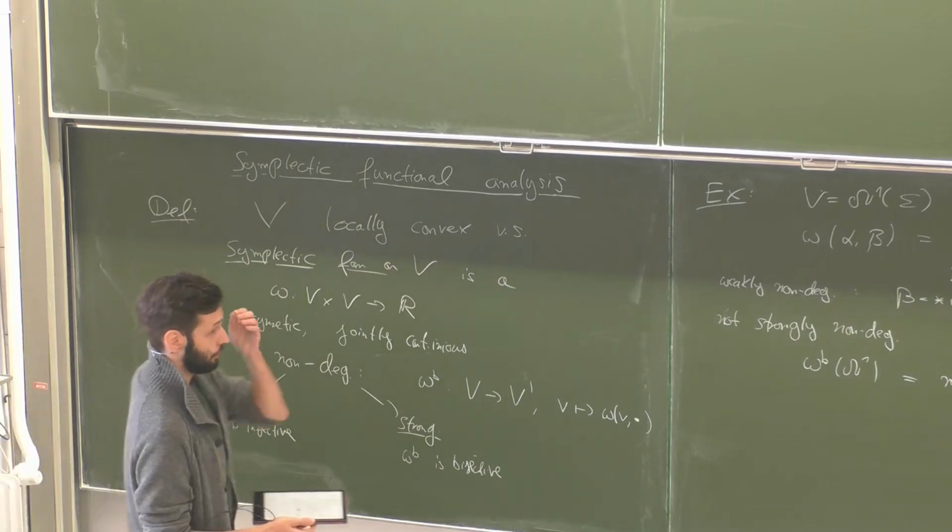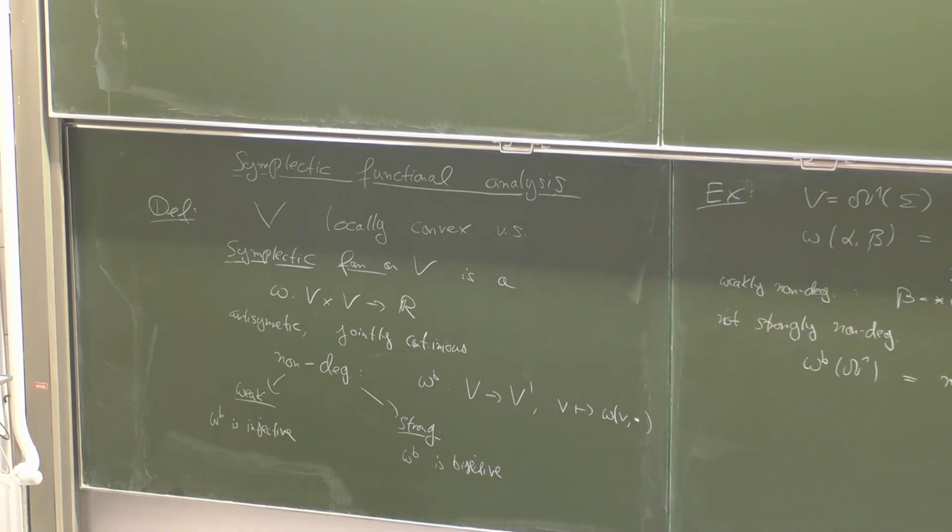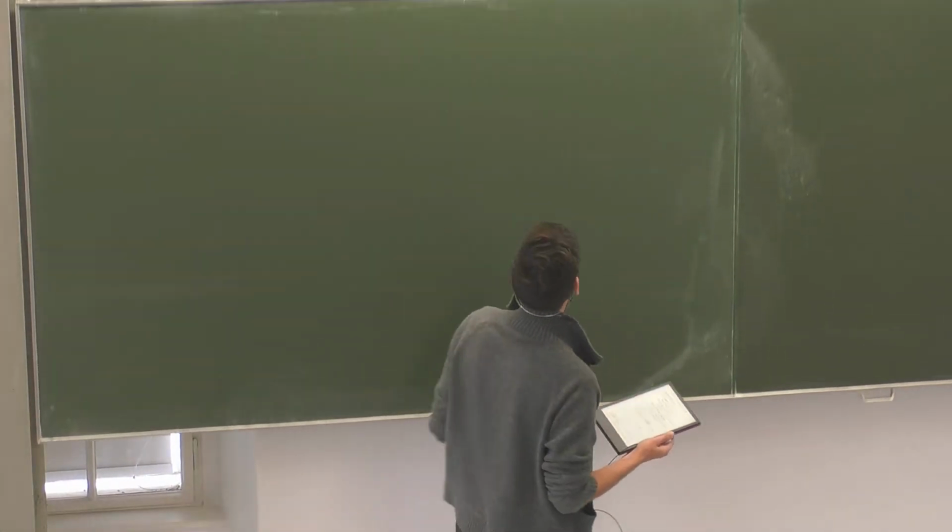One of the other issues, even if you have strongly symplectic forms, is related to the Hamiltonian vector fields.